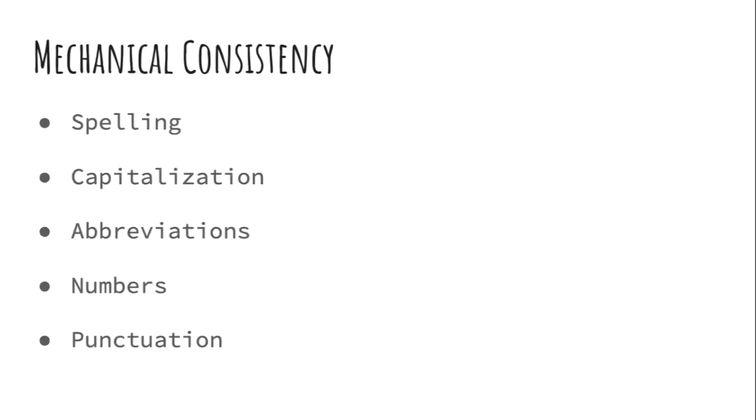The first type of consistency is mechanical consistency. It includes spelling, capitalization, hyphenation, abbreviations, numbers, and punctuation. For example, ensuring mechanical consistency includes deciding if periods will be used at the end of each item of a bulleted list, or if the United States will be abbreviated with a period following the U and the S. Mechanical consistency also ensures a document does not use both British and American English spellings.